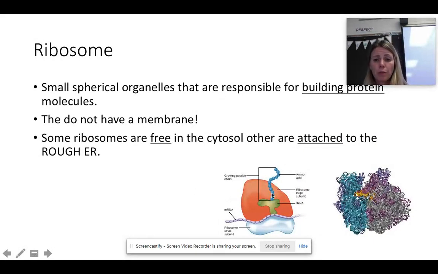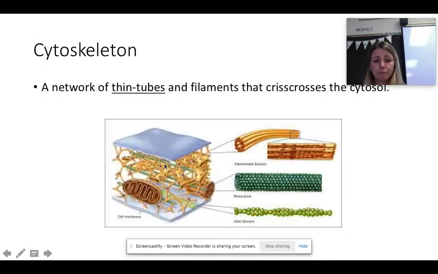Ribosomes we'll spend more time on. They're also called rRNA, and they're responsible for building protein. Here you can see the ribosome. Here's two pieces. This is actually tRNA, which is kind of in the middle. Really what they do is it locks in, and then it goes ahead and synthesizes. These are the only things that don't have a membrane. Some ribosomes are free floating inside the cytoplasm, and some are attached to the rough ER.